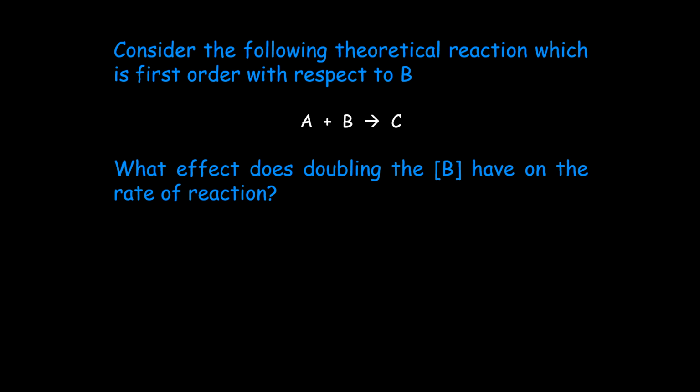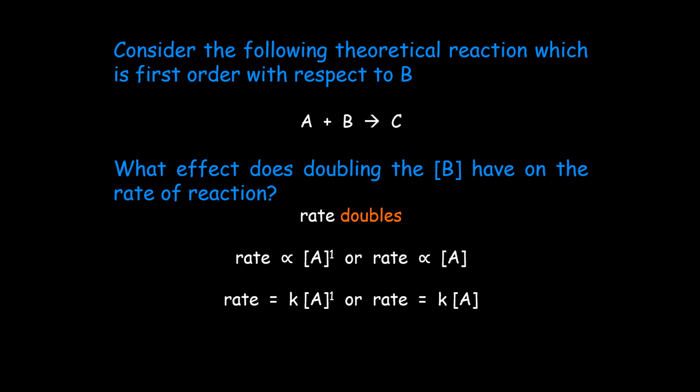This time we're going to say that B is first order. Now if we double the concentration of B, because it's first order, the rate will double. Now rate is proportional to the concentration of A to the power of 1, or rate is proportional to the concentration of A with an invisible 1. It's up to you whether you put the 1 in or not. Rate equals the constant k times the concentration of A to the power of 1, or rate equals k concentration of A.